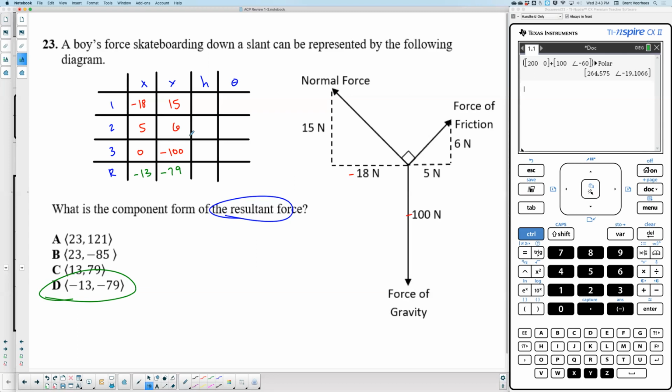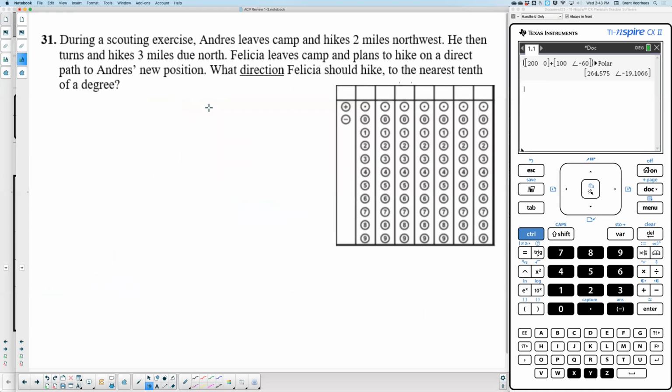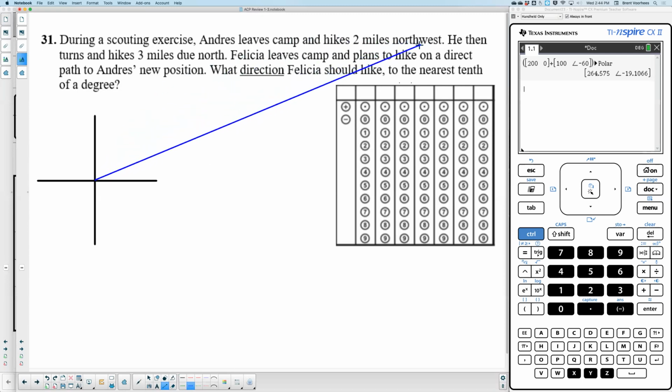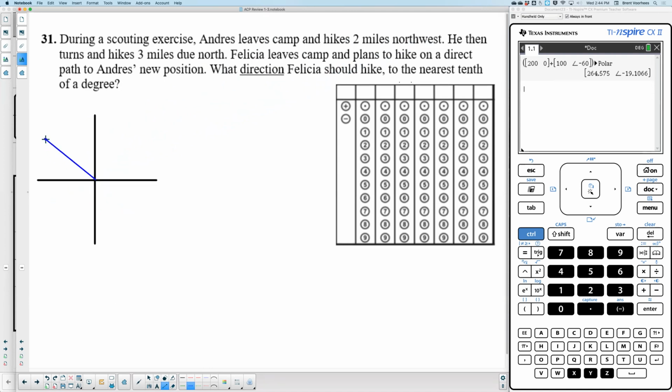So I think, is that it for polar? Nope, one more. During a scouting exercise, Andrus leaves camp and hikes 2 miles northwest. What I would highly recommend you do on the test is give a little drawing. You don't have to go tip to tail. Honestly, I think sometimes it's easier for doing tic-tac-toe if you don't. Northwest, which direction is that? Is that in the top right, bottom left, top left? Top left. Okay, 2 miles northwest.